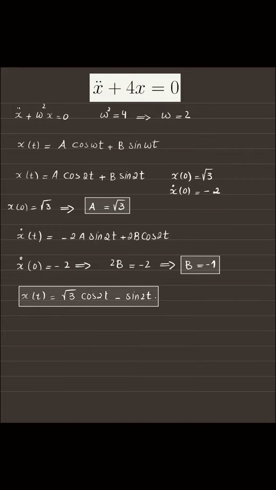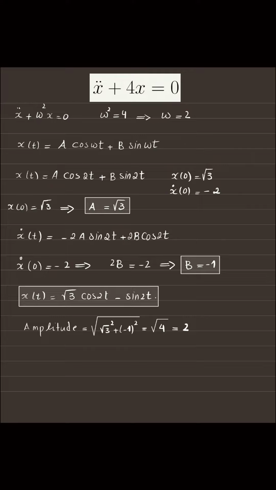Okay, but now we want to find the amplitude. So amplitude is simply the square root of these numbers squared. This is minus 1. So this becomes square root of 3 squared plus minus 1 squared. So it becomes square root of 4, which is simply 2 as it should be.